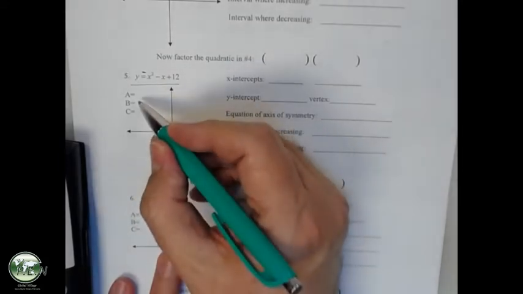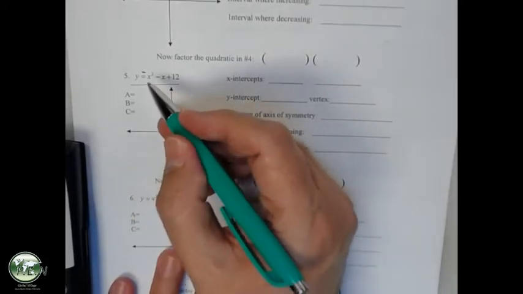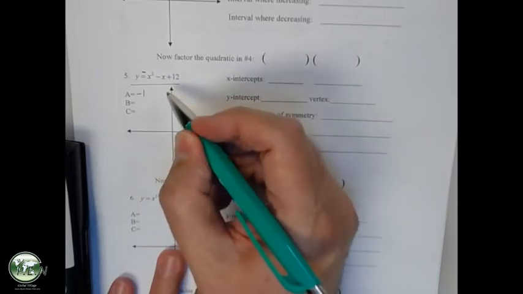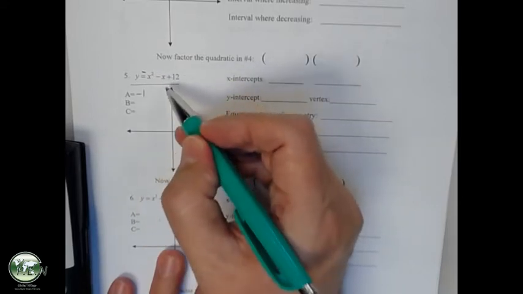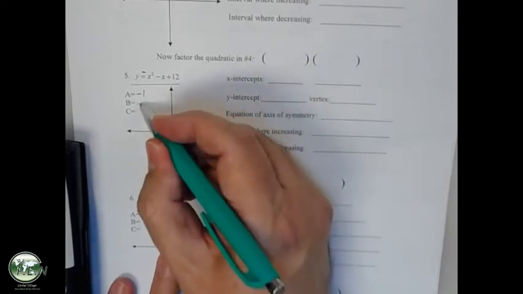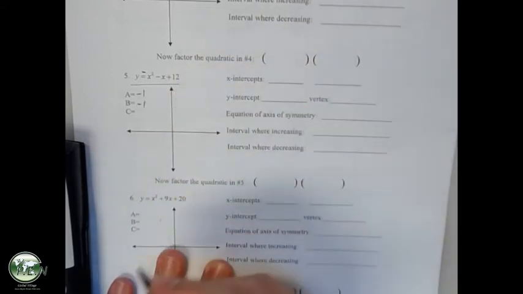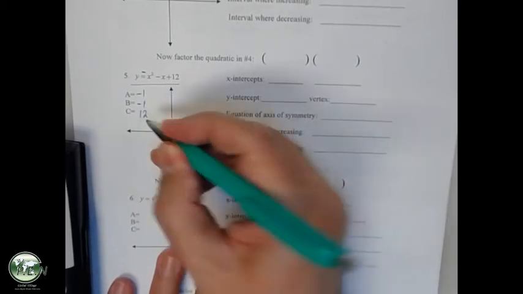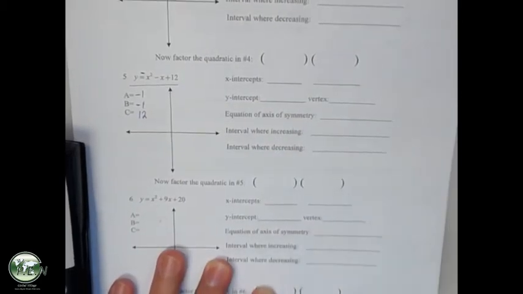Okay, so what is the value of A? -1, because I changed that to a negative, okay? What's the value for B? It's also -1. Yeah, the invisible 1. And the value for C? 12. Okay, so we put in our A, B, and C.